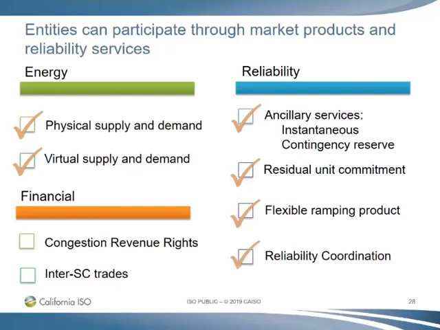As we mentioned earlier, the ISO is now providing reliability coordination services for 16 electricity balancing authorities and transmission operators, primarily in California and one in Mexico.